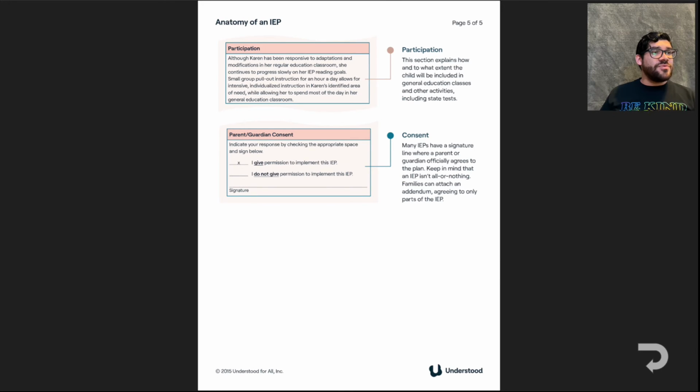Then you have the participation, which goes in a little bit more detail about how the student will be included in the general education classroom, and then the consent for the parent or guardian. Now the parent or guardian can consent to all of it, none of it, some of it, or they can add an addendum and change it up a little bit if they want to.